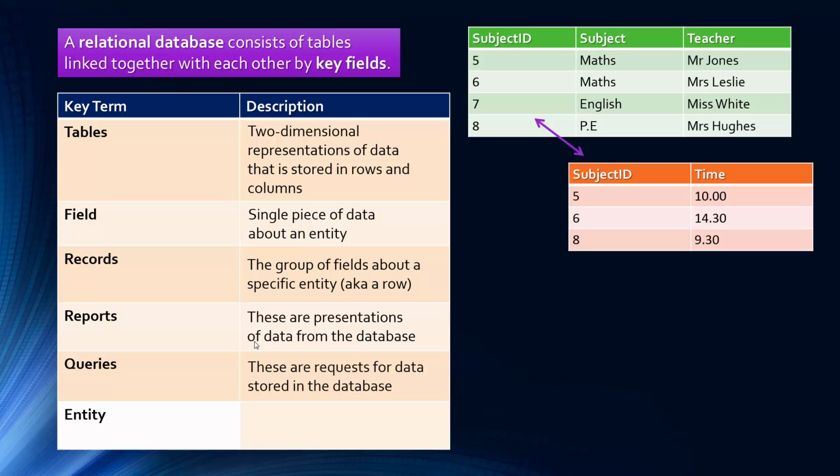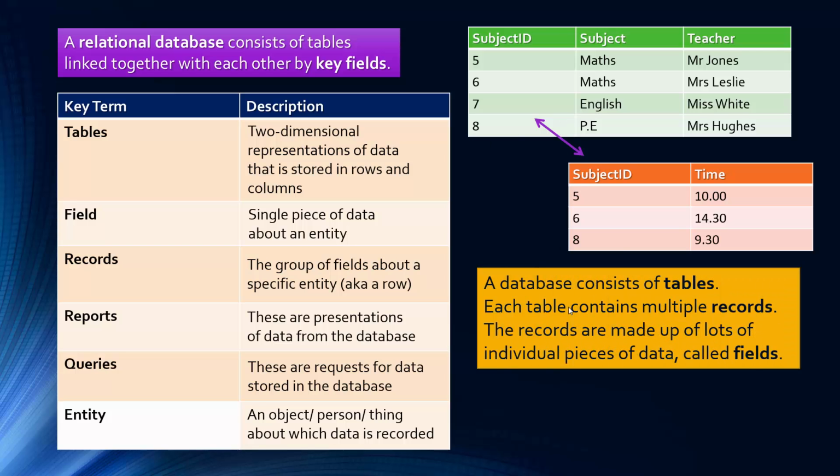Also, technically they're sorting, but queries is to do with SQL, which will be the last thing we look at in this topic. And an entity, as I say, is just basically a real thing about which data is recorded. So that could be a person, it could be an object, it could be a subject, etc. And so just to recap, because that might not be immediately clear.